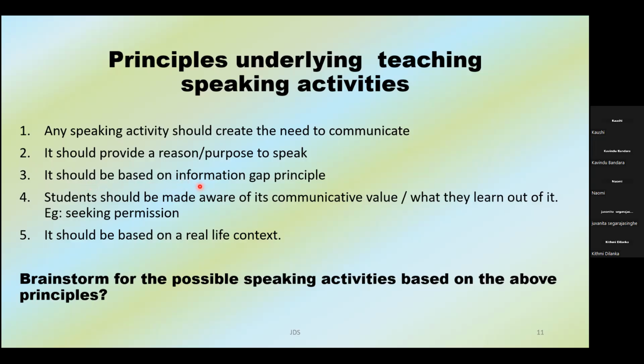Third one, it should be based on an information gap. The information gap principle means you need to collect some information from the other person. Similarly, the other person also has the need to get some information from you. Then only both of you can interact. Otherwise, you can just keep quiet. So these are the 5 principles.